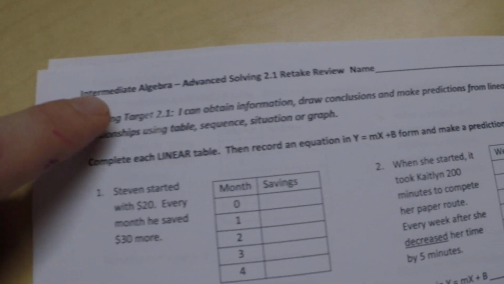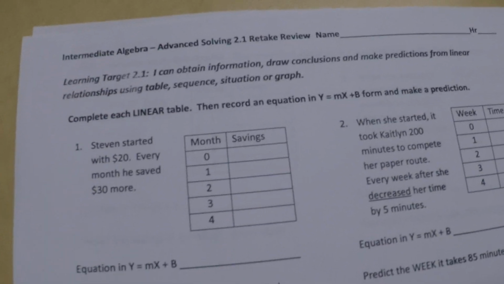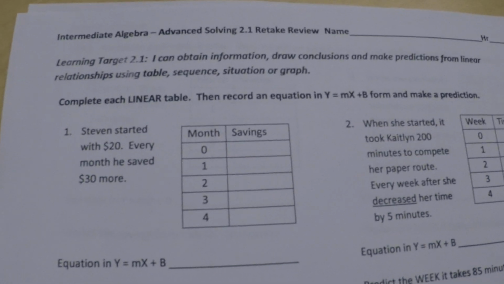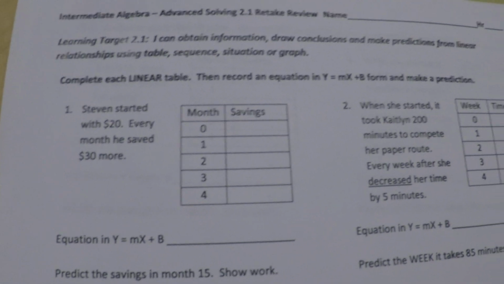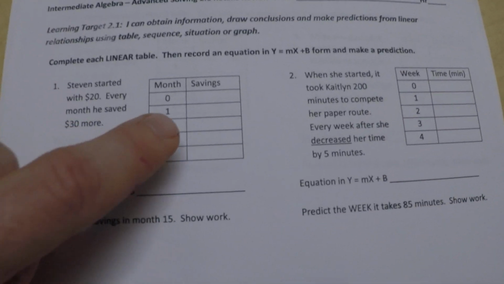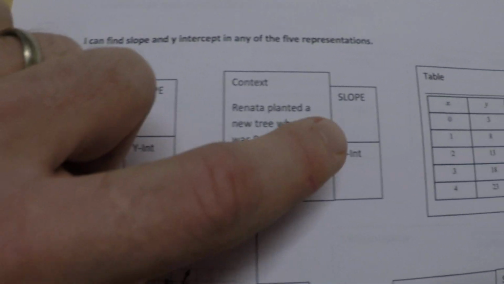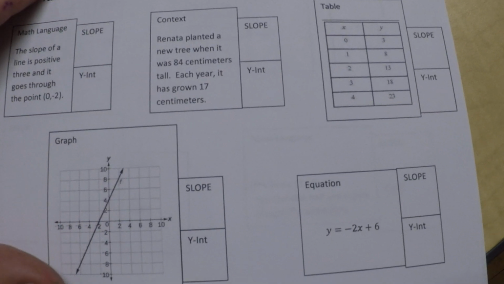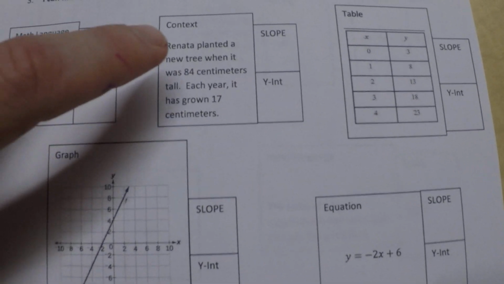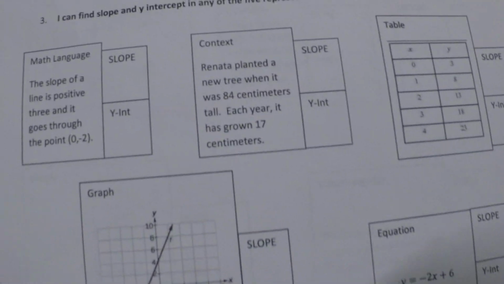This is the review for Target 2.1. It's going to allow you to improve upon your advanced solving test. This paper, you're going to be focusing on tables and writing equations and using those equations to solve. Also, you need to understand slope and y-intercept and how those can be seen in context, table, graph, and equations, and so on.